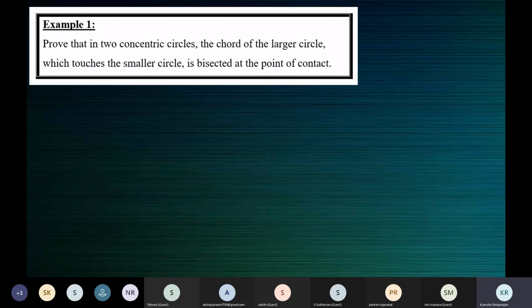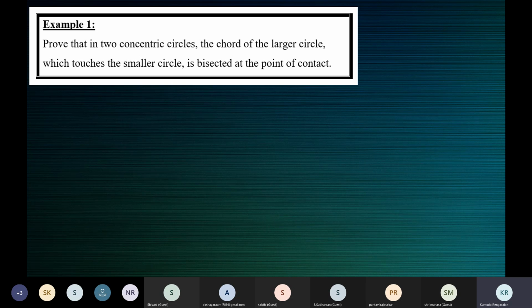So here are examples from the same chapter, circles. Prove that in two concentric circles, the chord of the larger circle which touches the smaller circle. Touches the smaller circle meaning it's a tangent to the smaller circle. If a line or a line segment touches a circle, then it's a tangent to the circle.